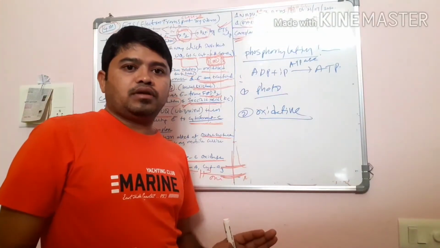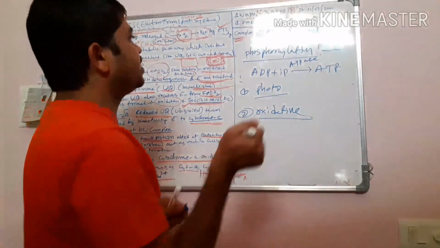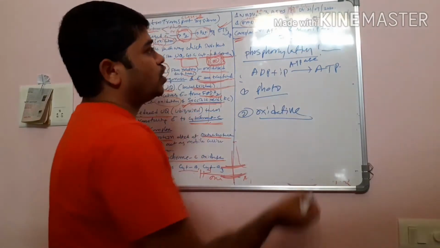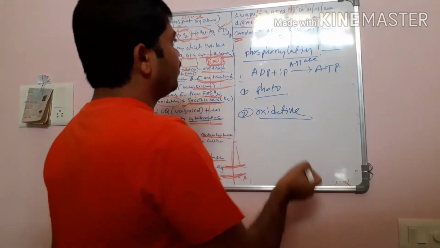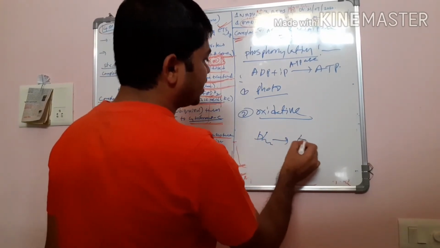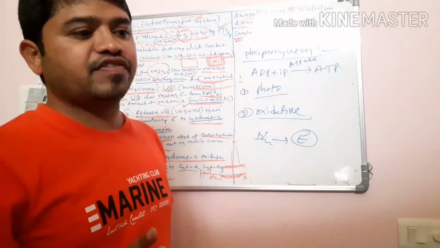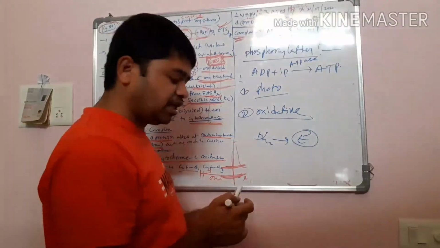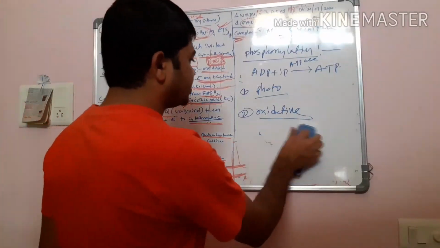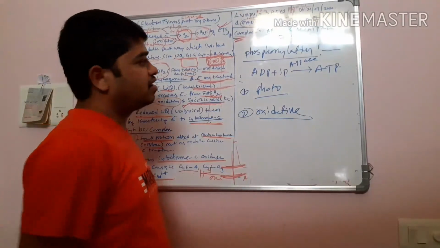For example, bond formation is required. For the formation of bonds, what is needed? Energy is needed. In the presence of energy only, bonds are going to be formed. If we break down the bonds, what is going to be released? Energy is going to be released. For the formation of bonds, energy is required. During breakdown of bonds, energy is released. Here, formation of a bond is needed.